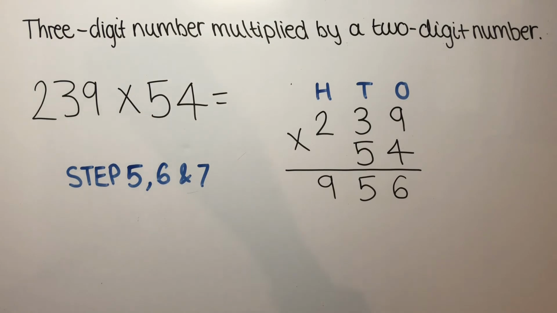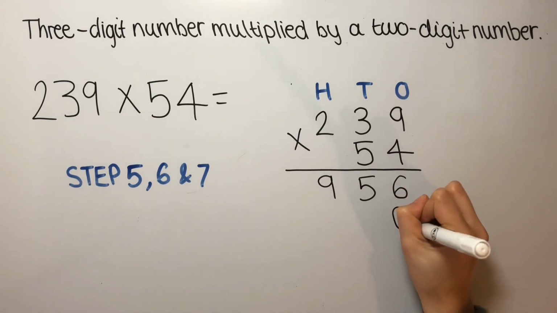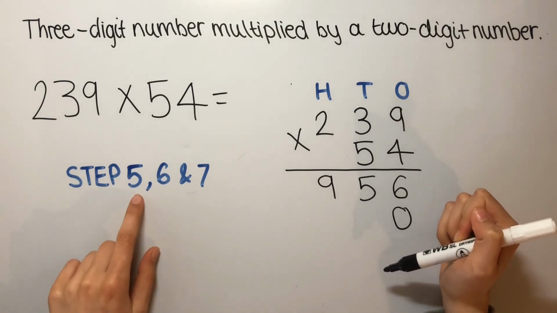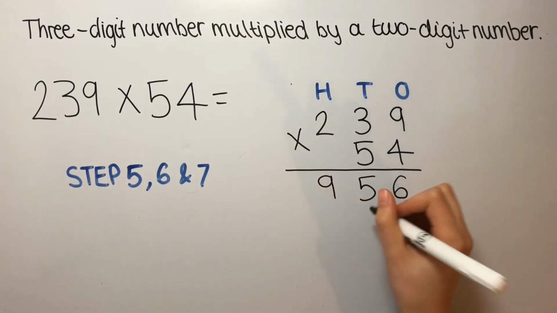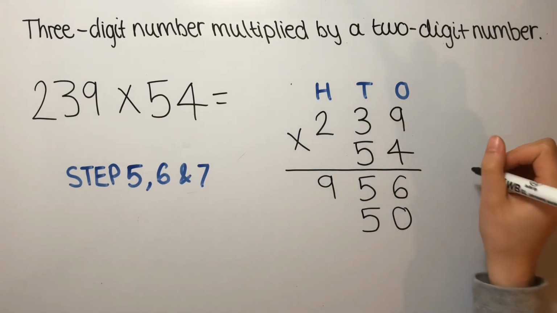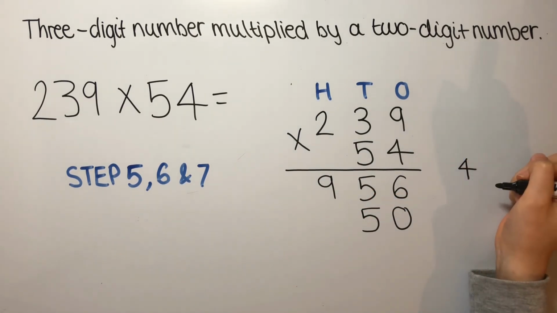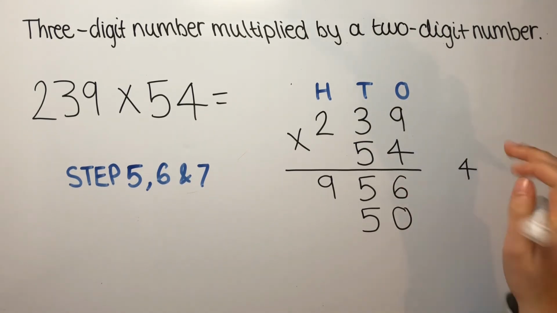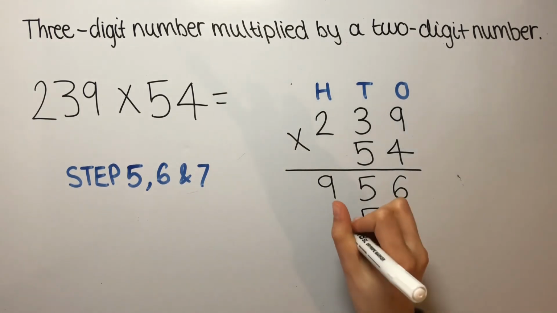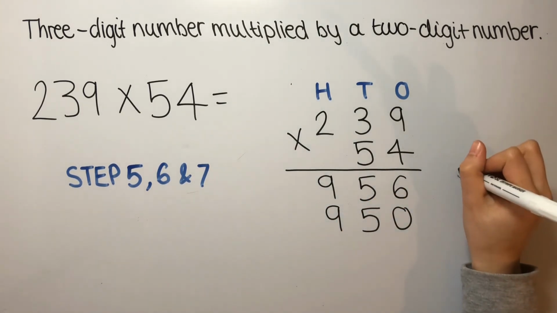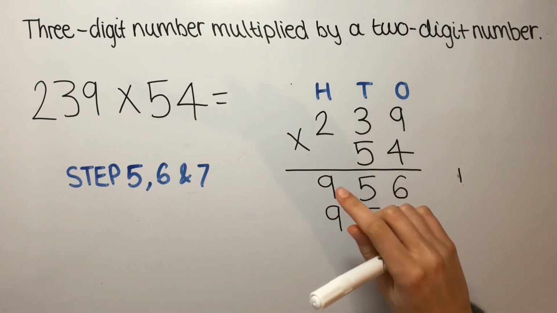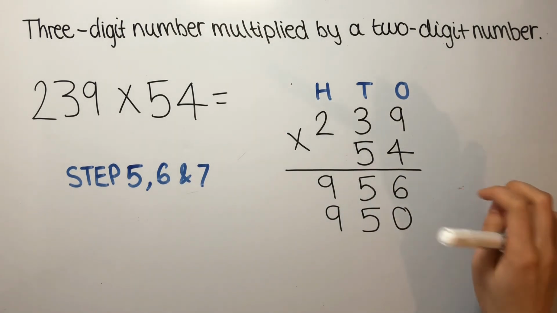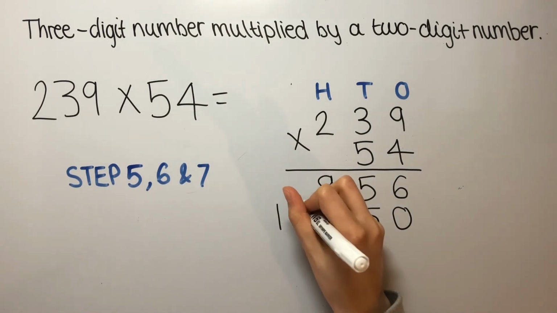But first of all, we are going to put our placeholder down of 0 because we are moving on to our tens column. So step 5, 5 times 9 is 45. We're going to write the 5 down and carry over the 4. Step 6, 5 times 3 is 15, plus 4 is 19. We're going to write the 9 down and carry over the 1. Step 7, 5 times by 2 is 10, plus this 1 over here gives us 11. And we can just write that down, like so.